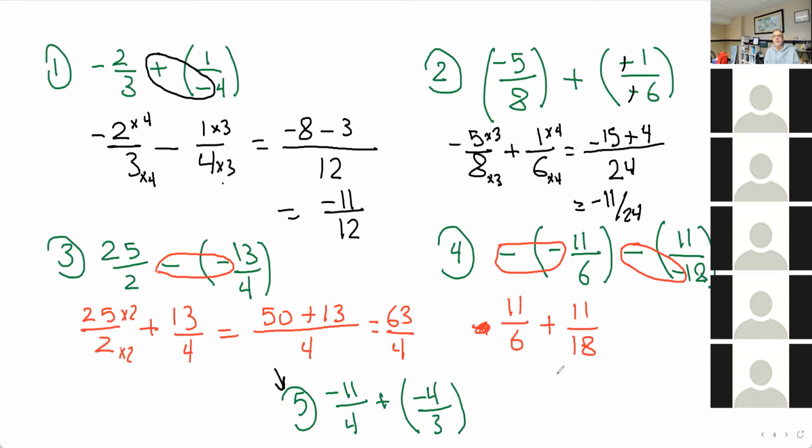Now, the common denominator here is 18. Because you go to the biggest number, and if the smaller number on the bottom goes into the big number on the bottom, then that's your common denominator.